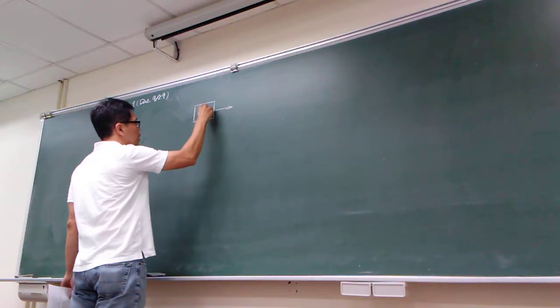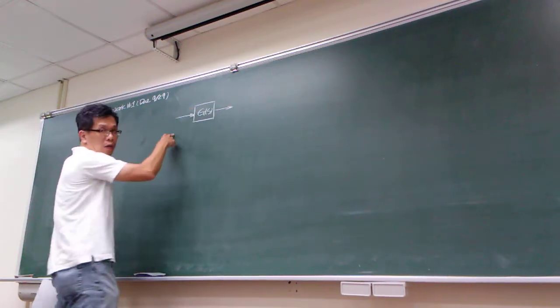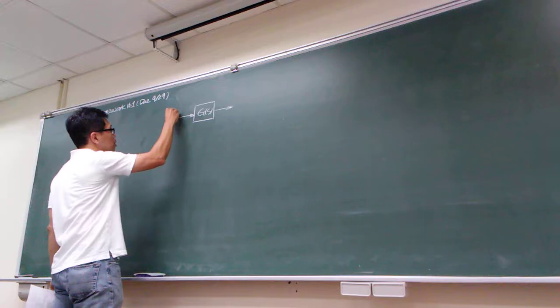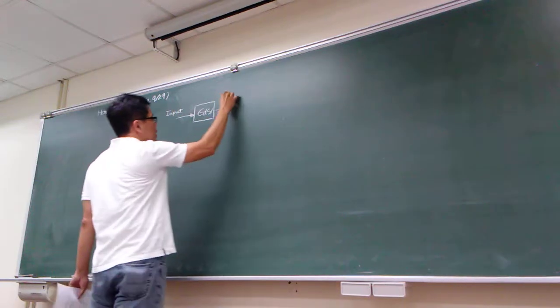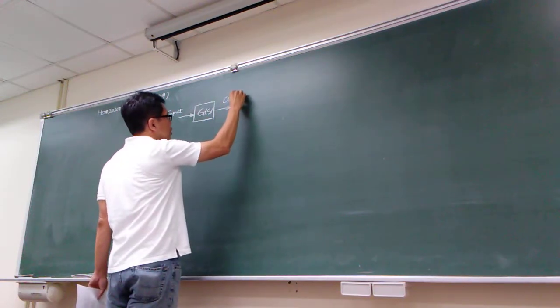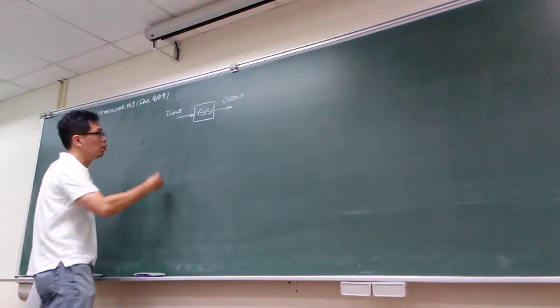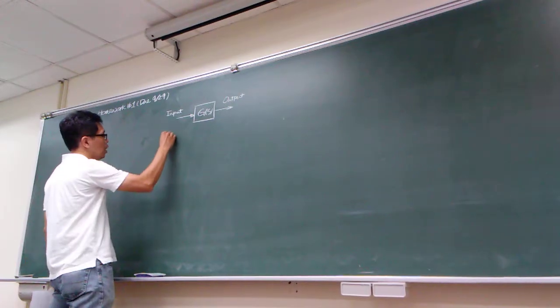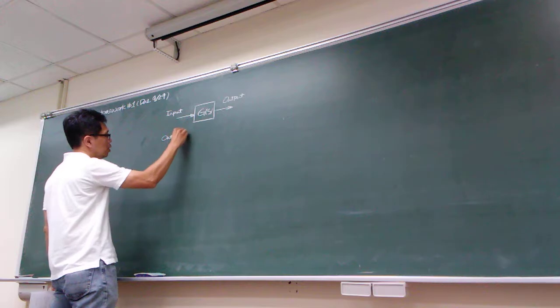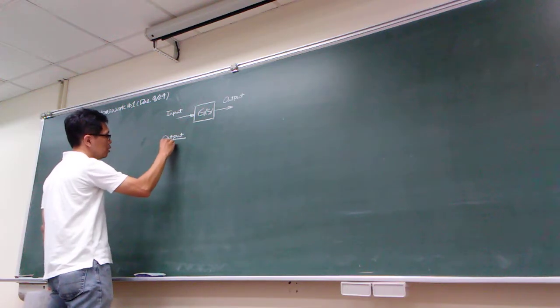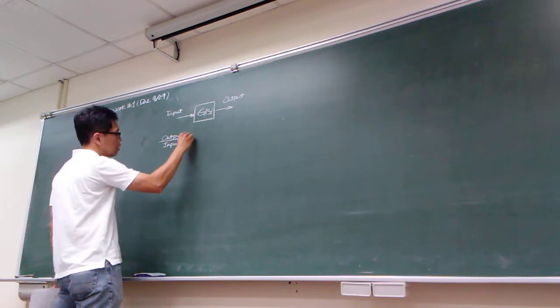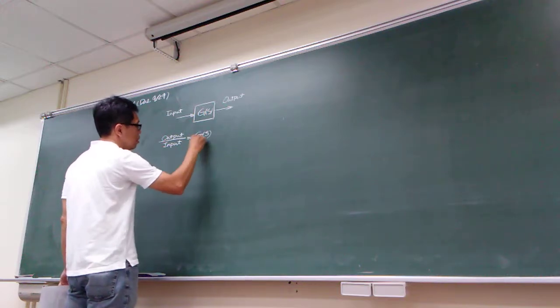we got our G of S. On both sides, this is my input. This is my output. So essentially, what we're trying to do is output over input is going to be G of S.